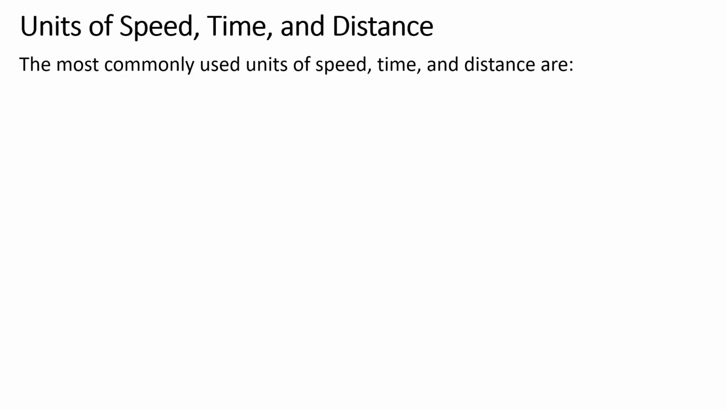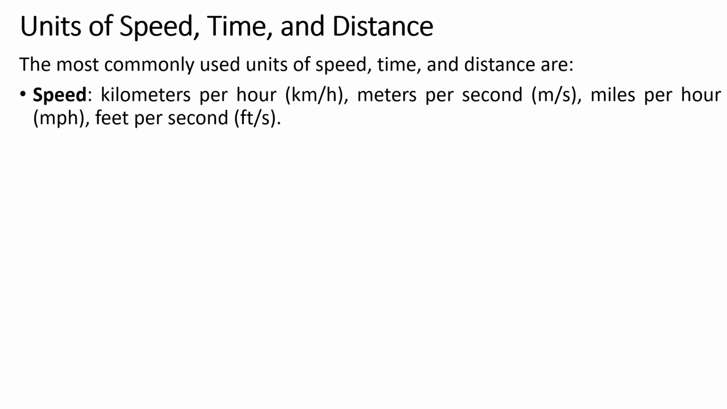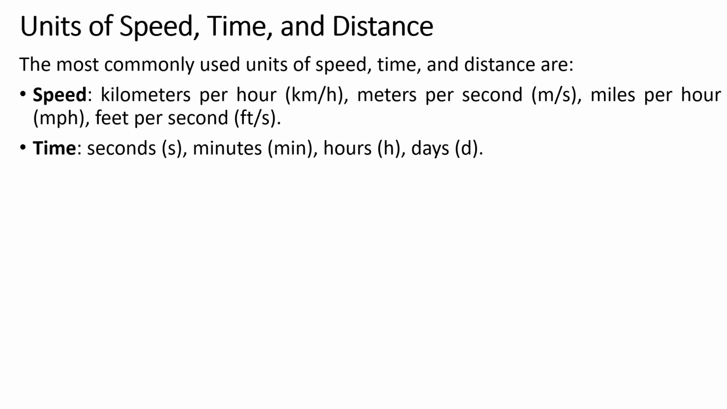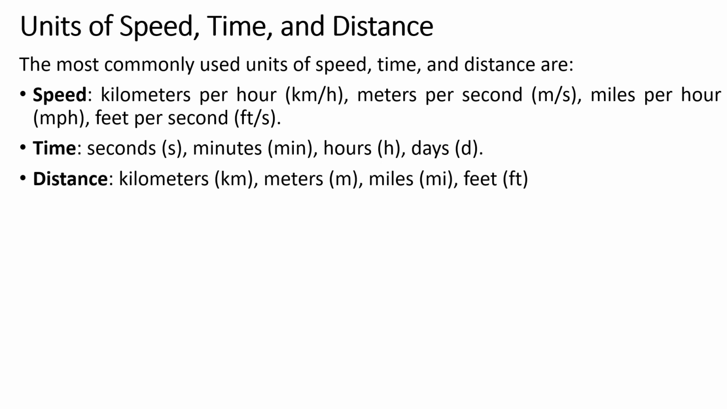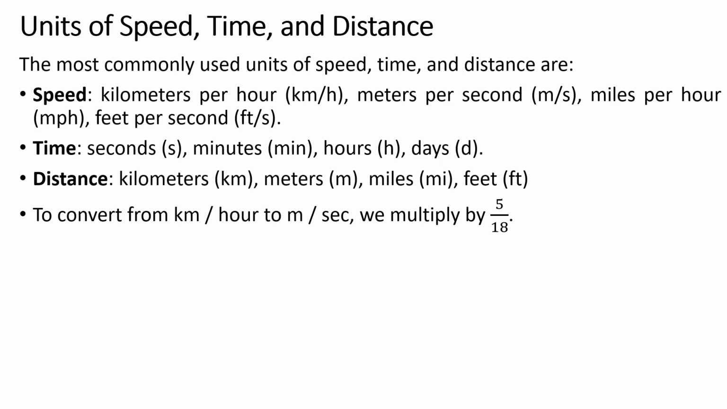So units. Whenever you solve problems on speed and time, it's important to know the SI units or the units which are used to represent the values. The most commonly used units of speed, time and distance are: for speed, we generally use kilometer per hour or meter per second, sometimes miles per hour or feet per second. For time, we use seconds, minutes or hours or rarely days. For distance, the most used units are kilometers or meters, sometimes miles or feet.